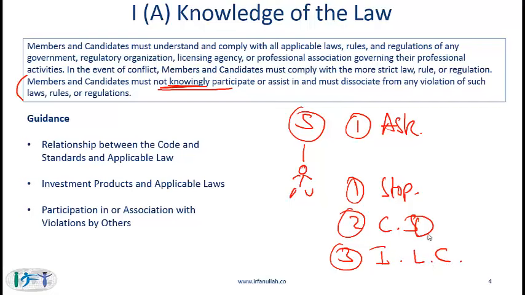Let's say that you speak to the compliance department and you do not get a satisfactory answer, and you suspect that maybe the compliance department either is too weak or is potentially involved. So what do you do? Then, according to the code and standards, the appropriate action is to seek independent legal counsel. And finally, if nothing happens and the activity that is clearly a violation of the code and standards continues to happen, then you should disassociate yourself from that activity.